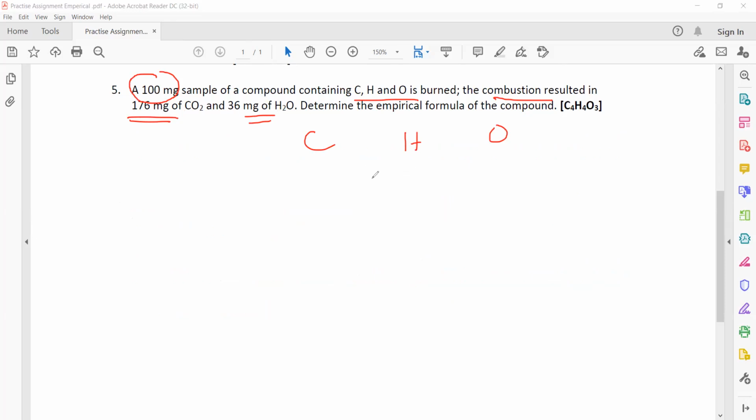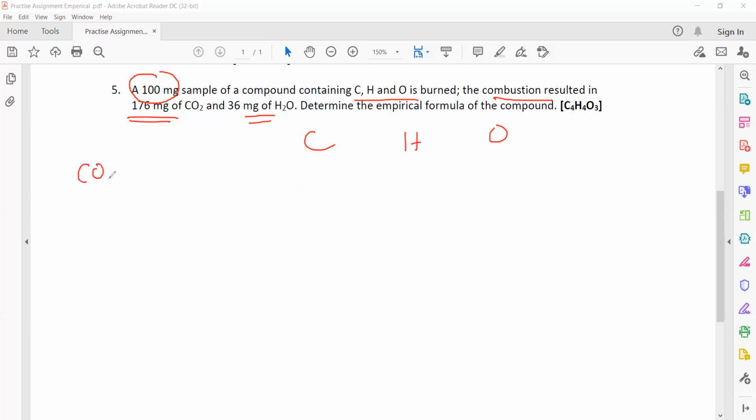But to determine the empirical formula, we should have either a percentage or mass of these elements, and we don't have anything. We don't have the percentage or mass of carbon, hydrogen and oxygen. So how can we work out the mass of carbon and the mass of hydrogen from the carbon dioxide? First, how do we work out the mass of carbon from carbon dioxide?